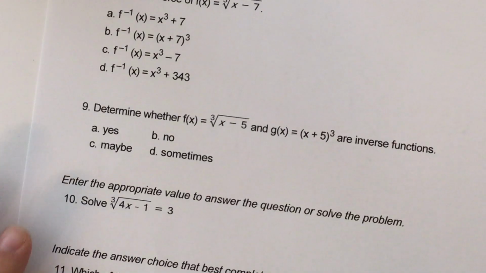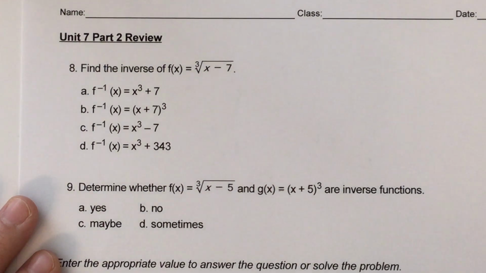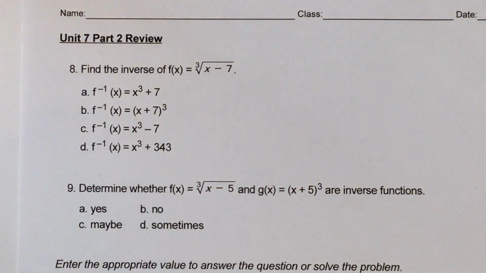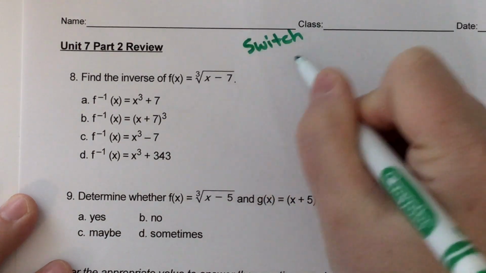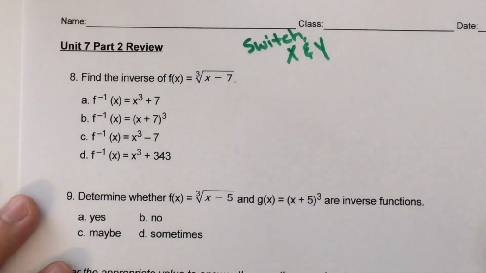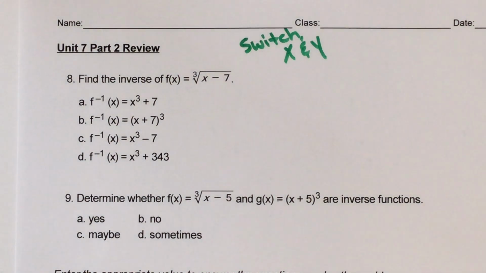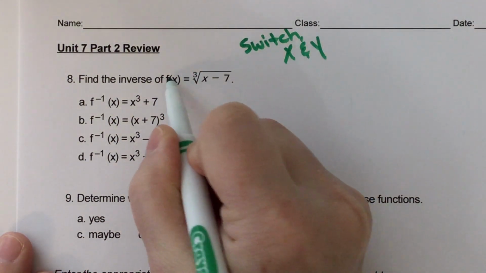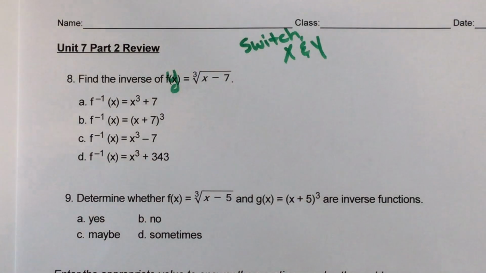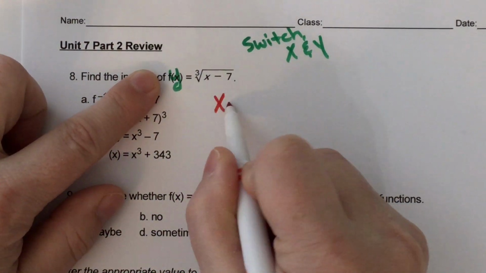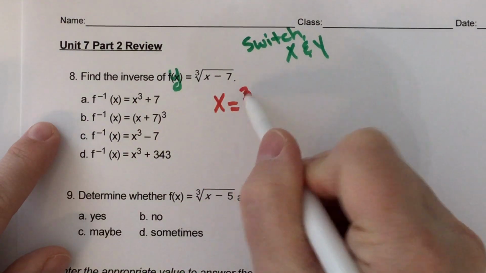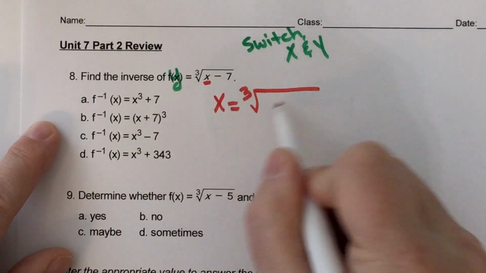Okay, next up. All right, we are asked to find the inverse. All right, first step of the inverse is to switch x and y. So anytime you're asked to find an inverse, switch x and y. So first you need to remember f of x is just a fancy way of writing a y. So I'm going to switch this y to an x, and I'm going to switch this x to a y.